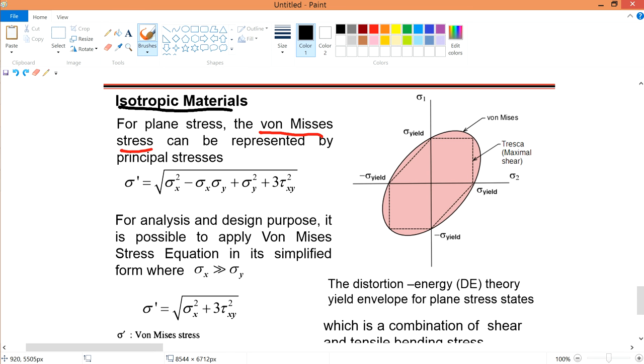Isotropic materials, in order to see whether your material or your composite will fail, you have to assess the von Mises stresses. In order to do that, you have to calculate your von Mises stress. Any stresses that are larger than your von Mises stress will fail. I repeat again, any stresses that are larger than your von Mises stresses will fail for isotropic materials, for materials that have the same strength in all directions. So you use the von Mises stress.